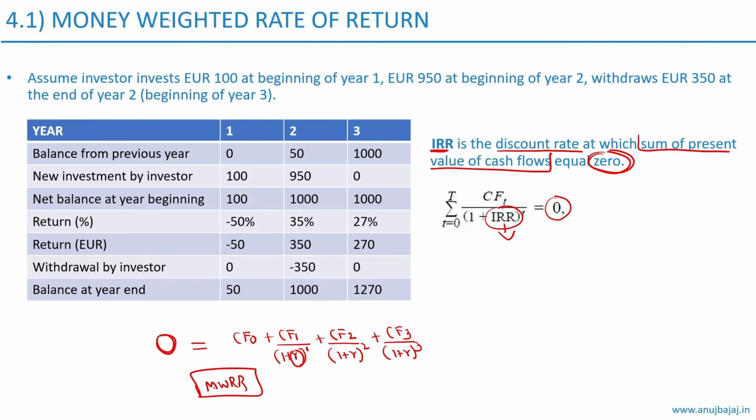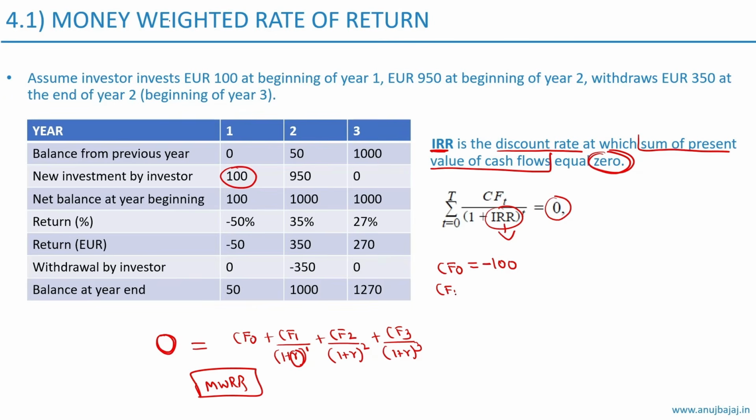So first let us find out the cash flows. Let us determine what the cash flows are. Cash flow 0, that is cash flow at time 0. At the beginning of year 1, the investor had invested 100 euros and there is no other investment at the beginning. Hence cash flow 0 is negative 100. Because it is a cash outflow from the investor's perspective, we represent it by negative.